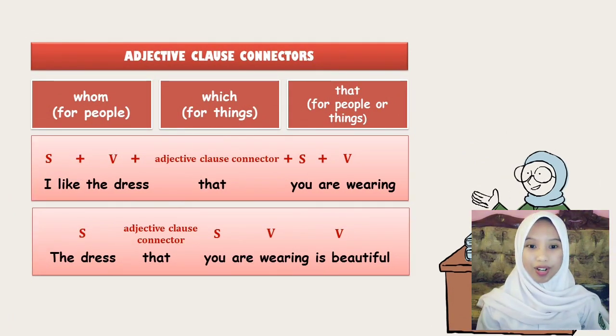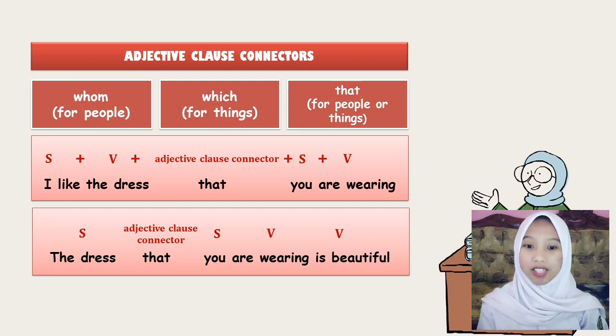Adjective clause connectors are only three words: whom, which, and that. Whom is for people, which is for things, and that is for people or things. And then the sentence structure in Skill 9, adjective clause connector, is subject, verb, adjective clause connector, subject, verb.